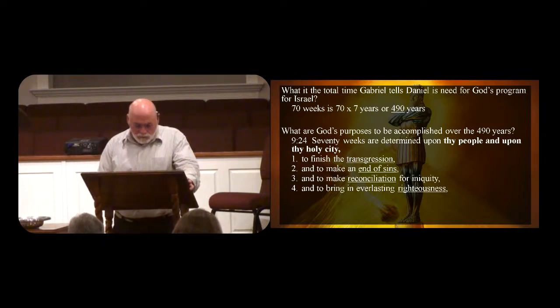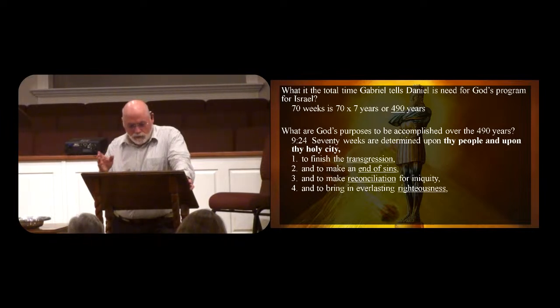So chapter 9, verse 24. 70 weeks are determined upon thy people and upon thy holy city. So again, this is a Jewish prophecy. It is about the Jewish people and the Israelite people. And he says, this is what's going to happen during that time period. They're going to finish the transgression. I think that's talking about their rebellion and their worship of other idols. To make an end of sins, to make a reconciliation for iniquity.